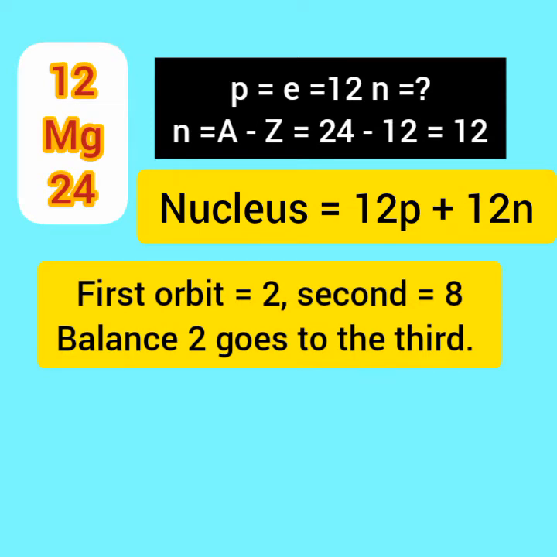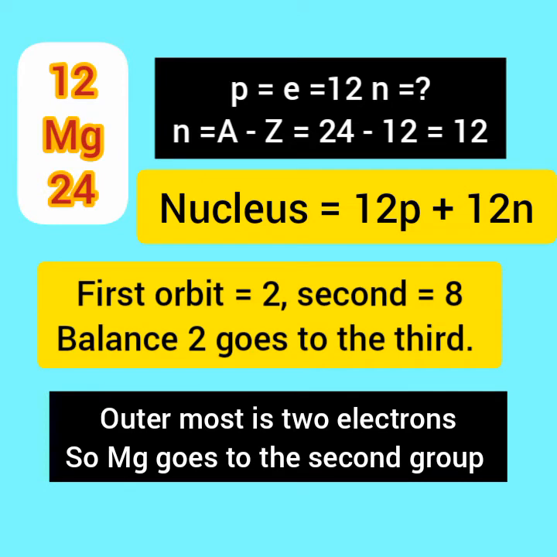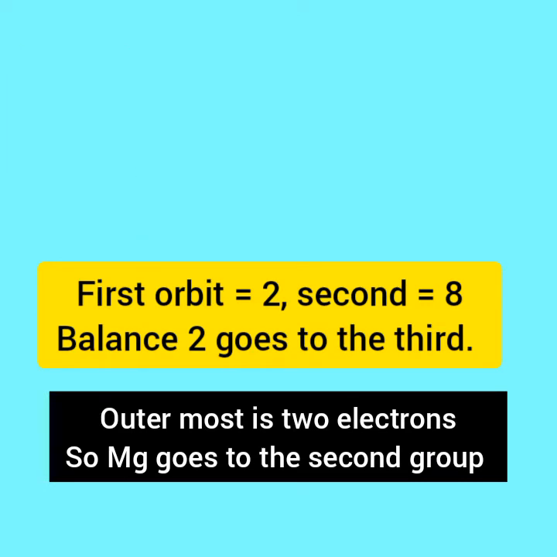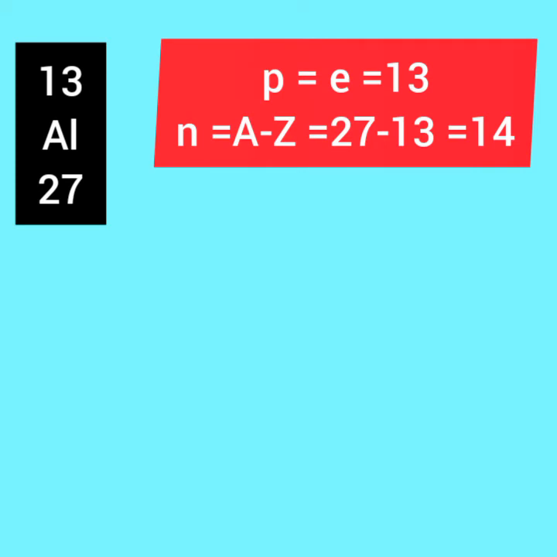Let us arrange it. The first orbit is 2, second orbit is 8 maximum. After that, the leftover is 2. Therefore, the electronic arrangement is 2, 8, 2. And for the next one, I will only go fast. This is aluminium, 13 and 27. 13 is the atomic number. Therefore, P is equal to E is equal to 13. That is, protons and electrons are 13.